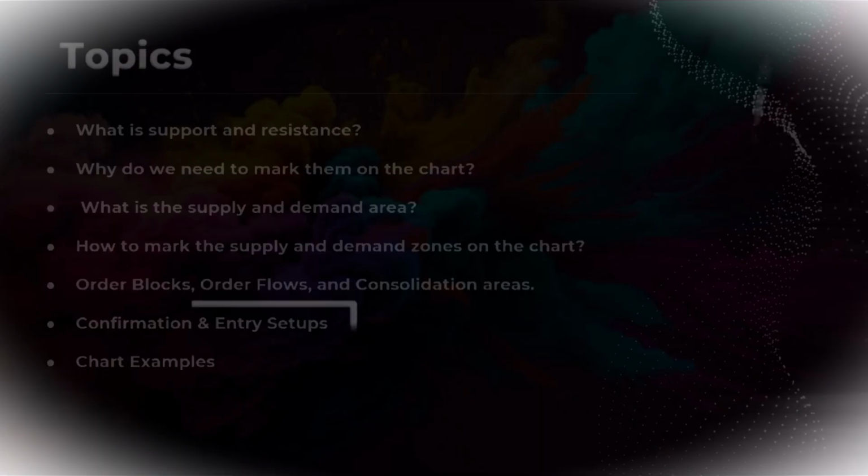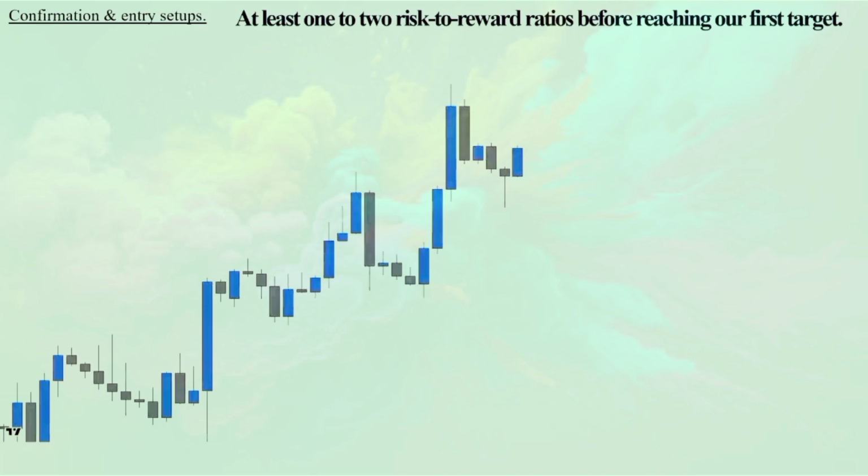Now let me show you some of the best techniques to trade the supply and demand levels and enter at a better price. First of all, we always look for trades with at least 1 to 2 risk to reward ratios before reaching our first target.